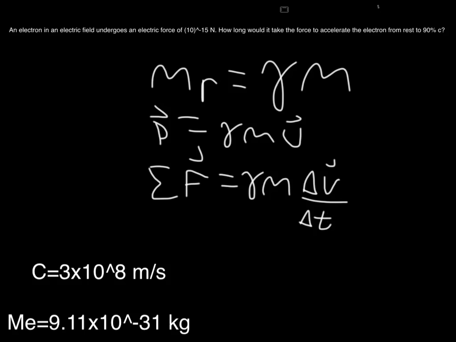So, here's a question for you. An electron in an electric field undergoes an electric force of 10 to the negative 15 newtons. How long would it take the force to accelerate the electron from rest to 90% speed of light?